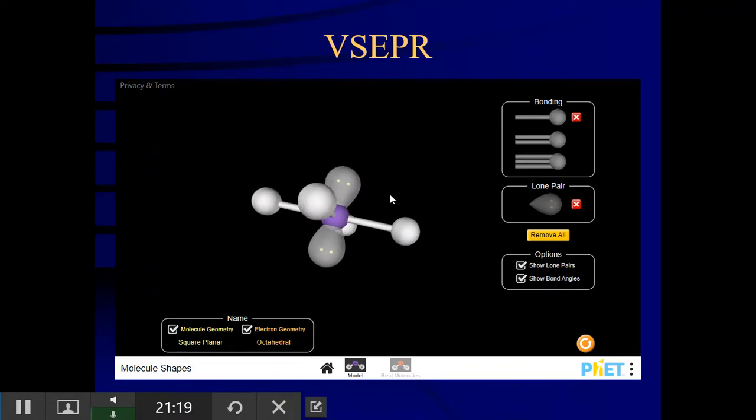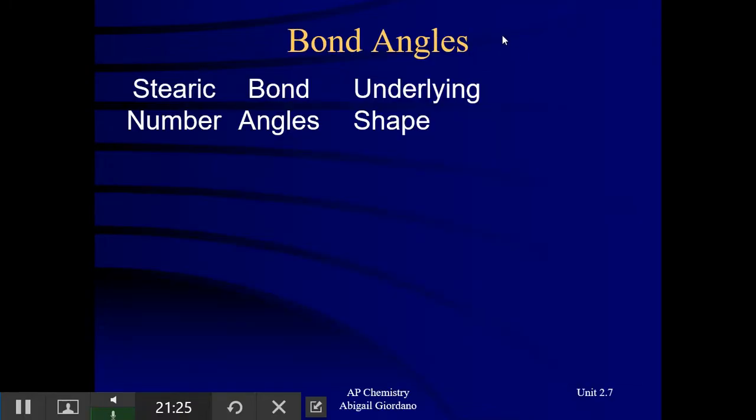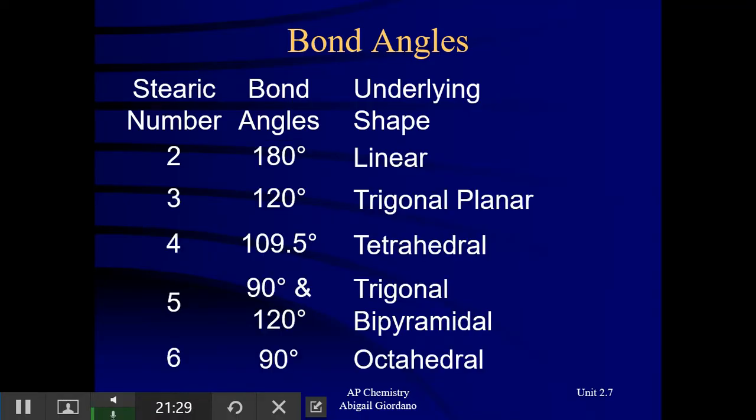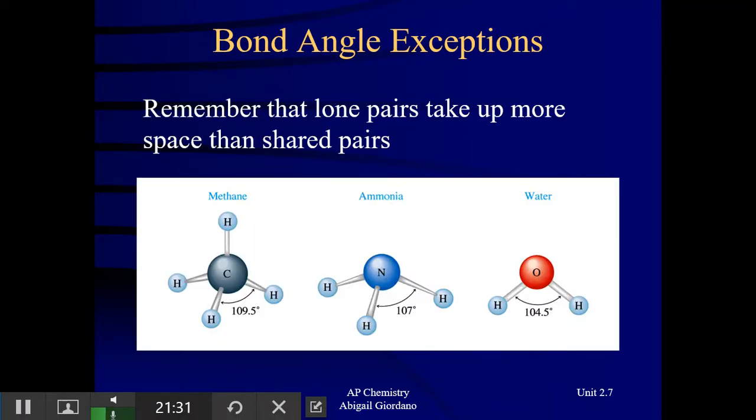Okay, so those are all the shapes that you need to know. We talked about the bond angles. We talked about how the lone pairs cause the angle to be a little bit smaller because lone pairs take up more three-dimensional space than shared pairs do.